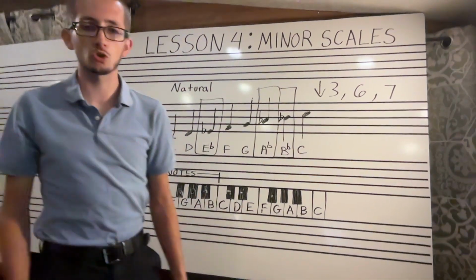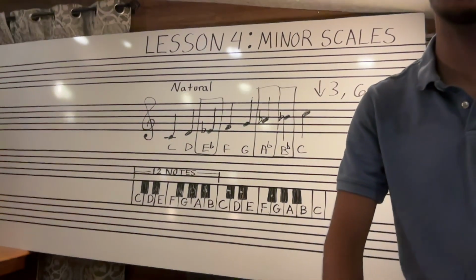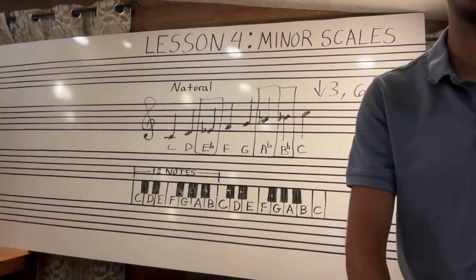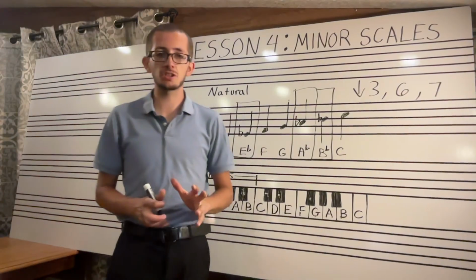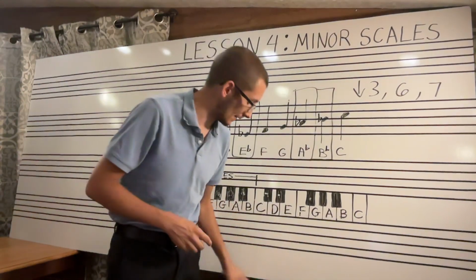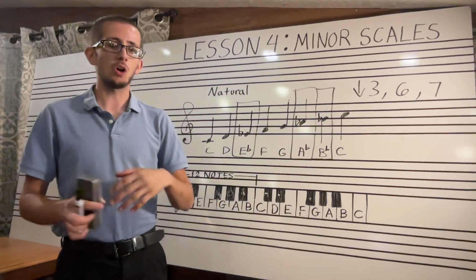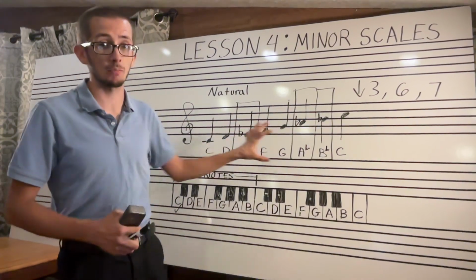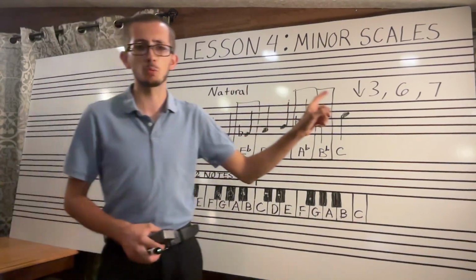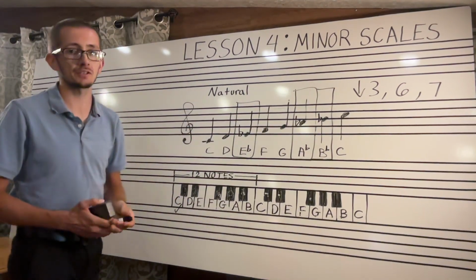Now this is what a natural minor scale sounds like on the piano. C, D, E flat, F, G, A flat, B flat, C, B flat, A flat, G, F, E flat, D, C. Just like we did in the major scale video, I want to go through all 12 of the natural minor scales, and then we'll move on to the harmonic and melodic. The harmonic and the melodic are just a variation of this natural minor scale. So once we've gone through all 12 natural minor scales, it won't take that much more time to address the harmonic and the melodic. So we'll go through all 12 natural minor scales.